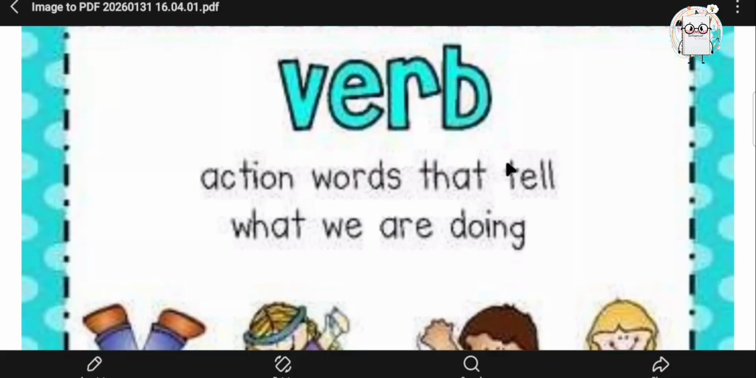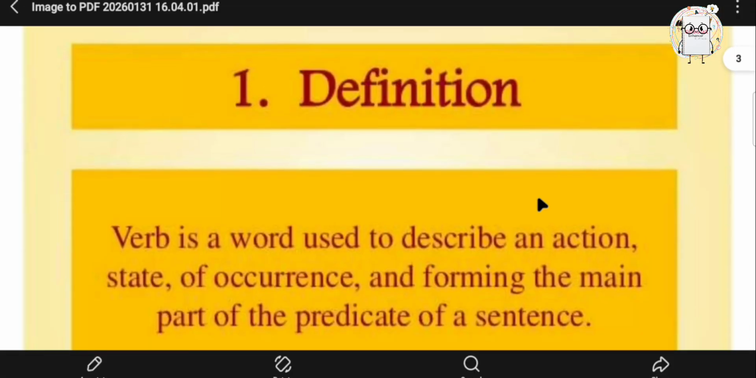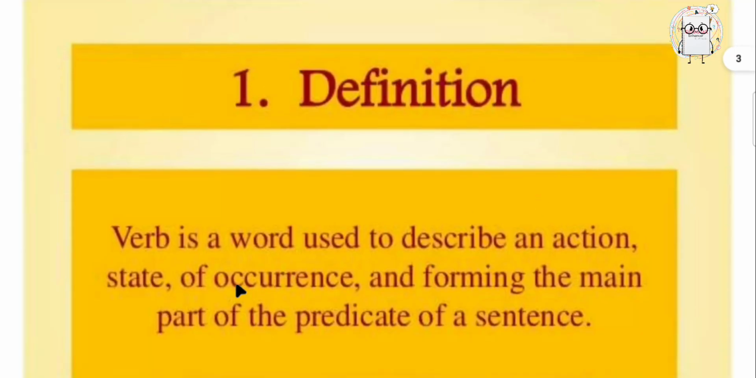Verb: action words that tell what we are doing. Here is the complete definition. A verb is a word used to describe an action, a state or occurrence, and forming the main part of the predicate of a sentence.